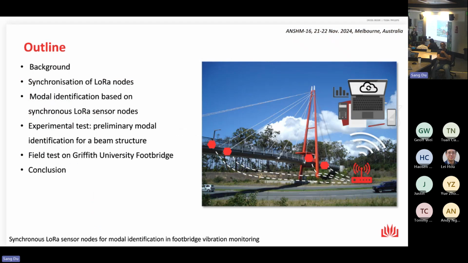So this is the outline of this presentation. First, I will give the background about footbridge structural health monitoring and also synchronization methods that have been used in LoRa technology. And then I will introduce our model identification method using synchronous LoRa nodes and give the experimental test and the field test results on a real footbridge.